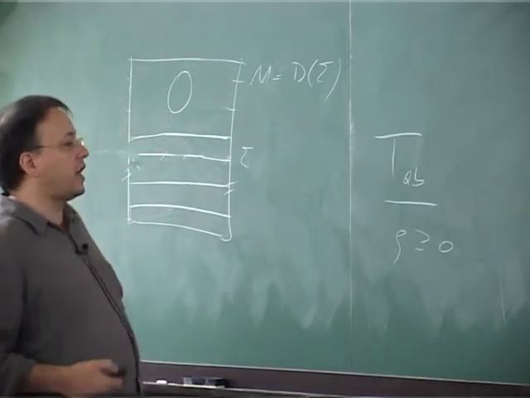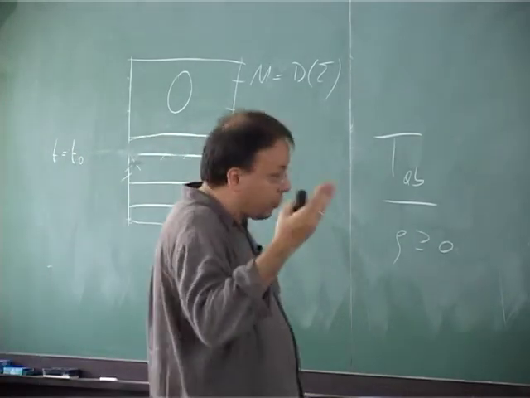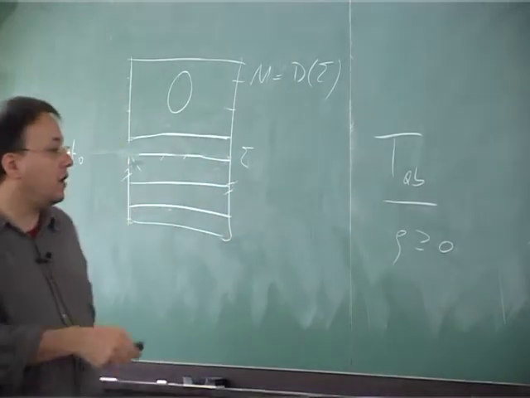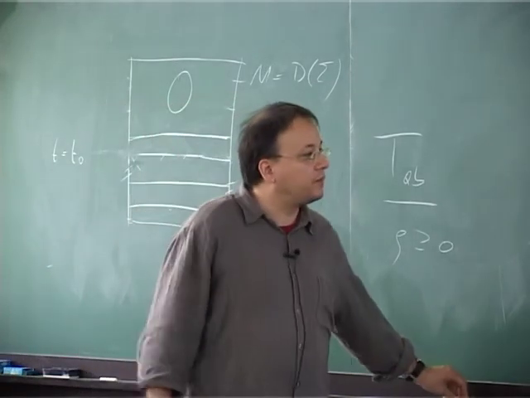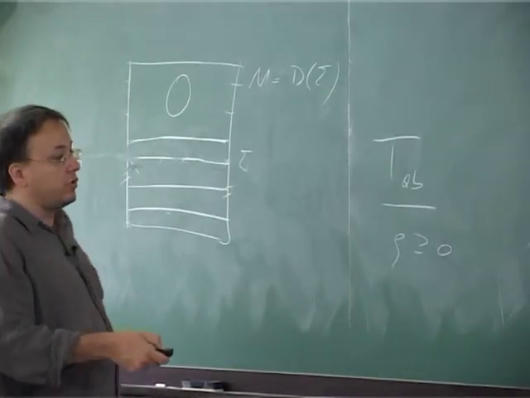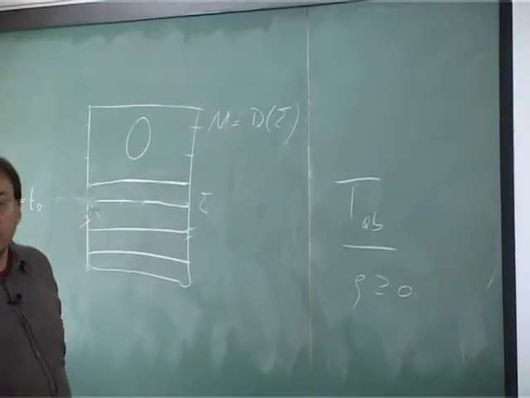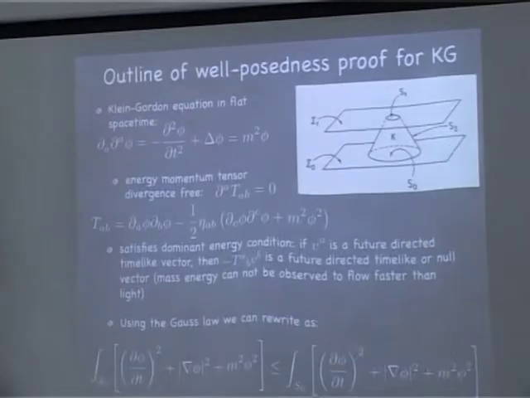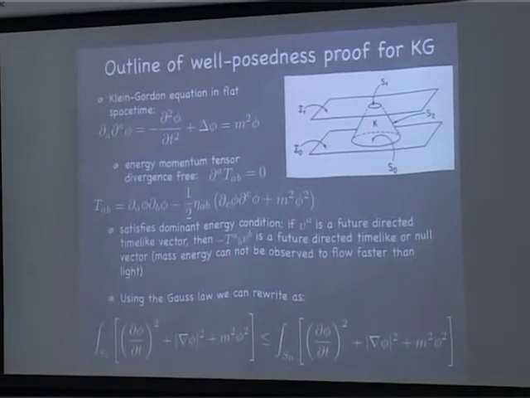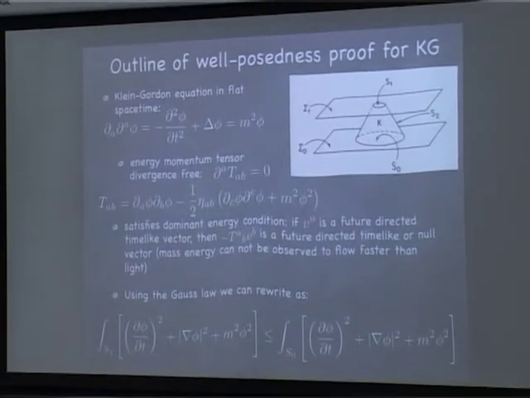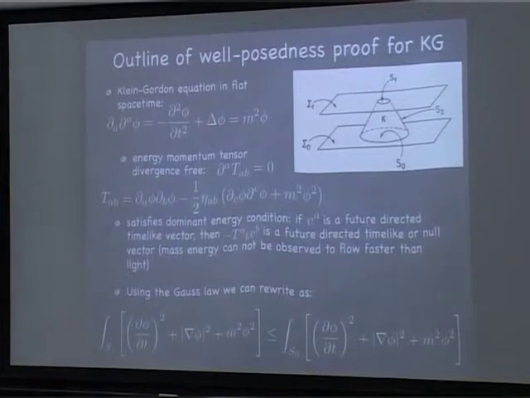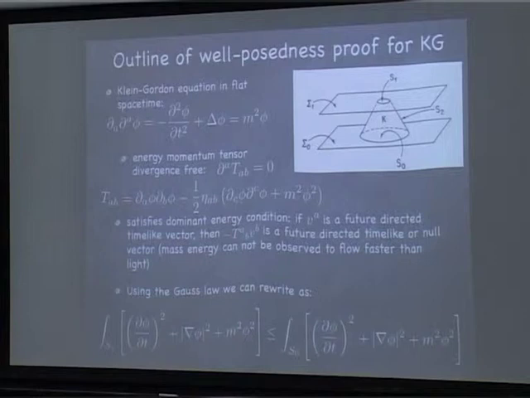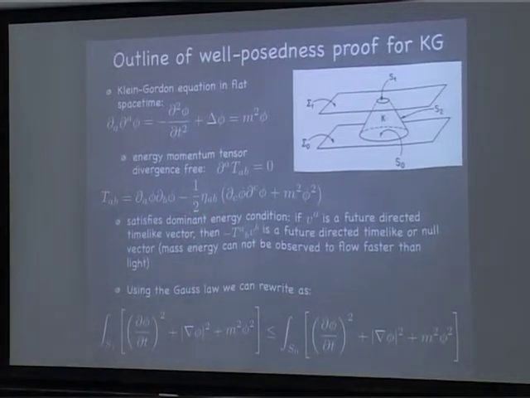If we have some future-directed time-like vector, a potential tangent vector of some observer, call it V^A, then projecting the energy momentum tensor in this way, what is this? This has an interpretation, right? It's the mass energy flow which is observed by this observer V, okay? And the dominant energy condition requires that this combination here is a future-directed time-like or null vector. If this is a future-directed time-like or null vector, what it means is that the mass energy flow cannot be observed to be faster than the speed of light. That's a very reasonable assumption to make on the energy momentum tensor. And you can check, it's not so hard to check, that of course for the Klein-Gordon equation that's satisfied. Otherwise it would be very strange. Okay?